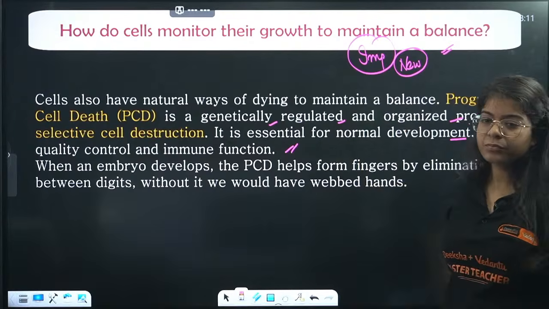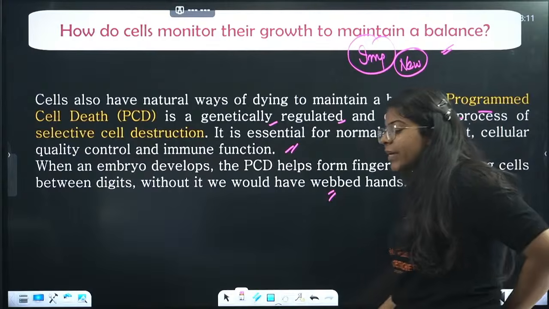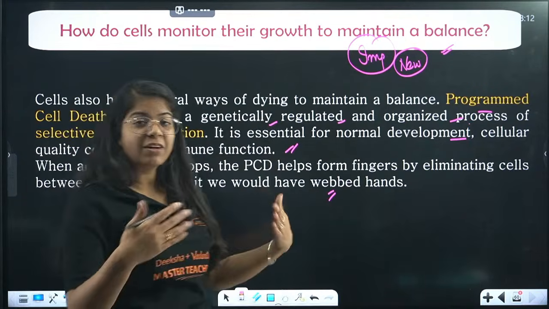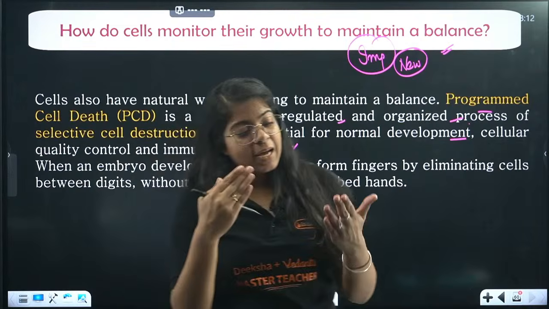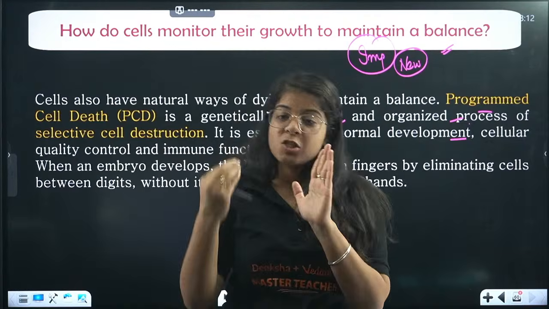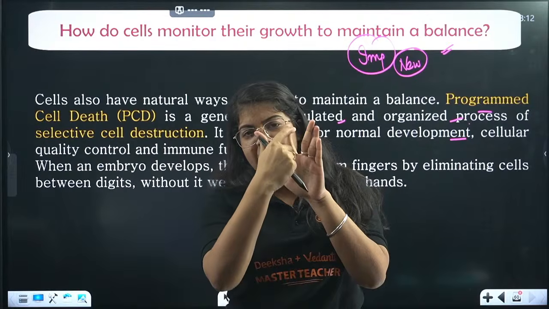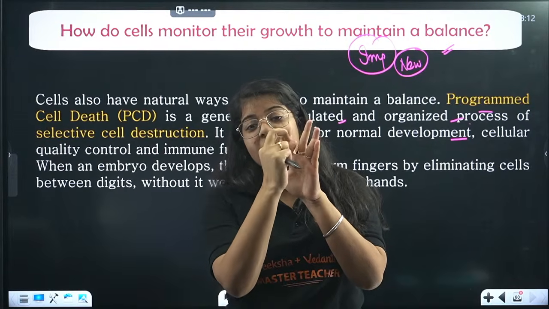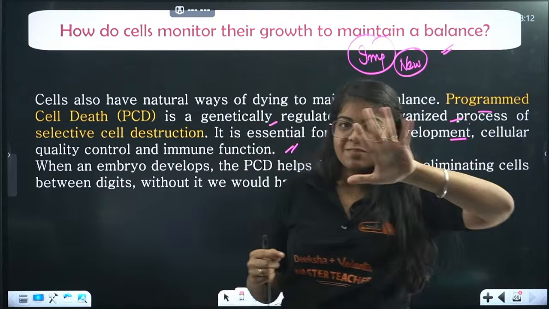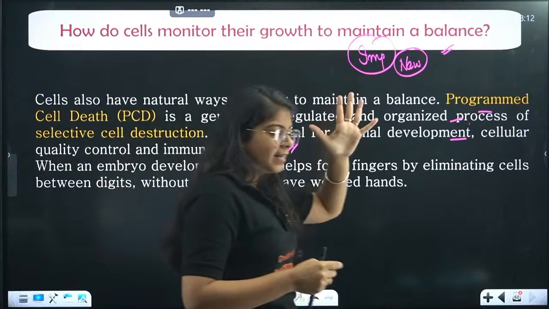Okay, and when an embryo develops, this is a very cool example. When an embryo develops in the fetus inside the womb of the mother, your hands were all webbed, there was skin here. So what happened? This PCD came in control, and it killed all the cells that were stitching your fingers together, and that's why you have all these different fingers. Otherwise you'd have webbed hands, just like a frog.